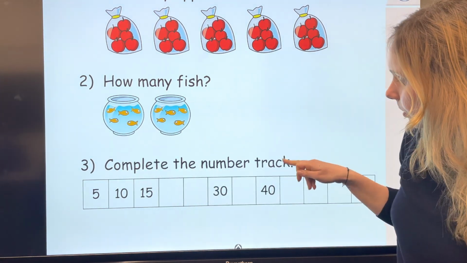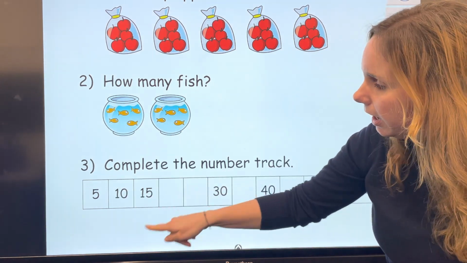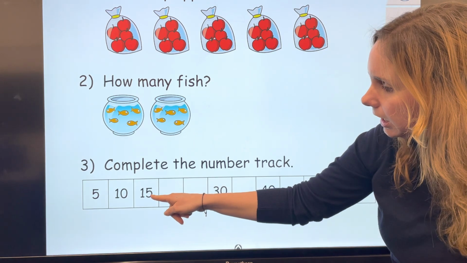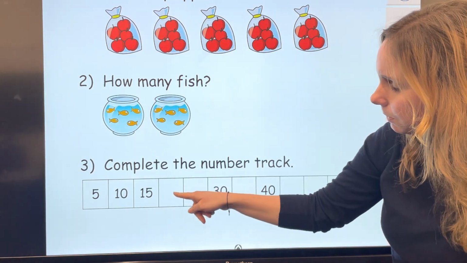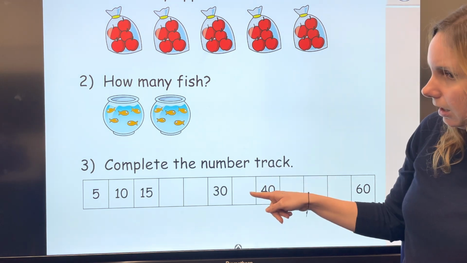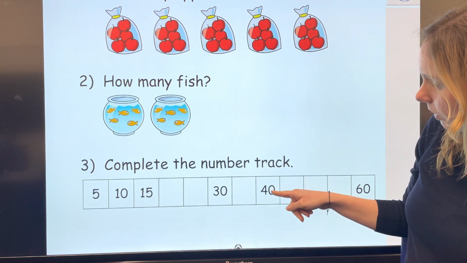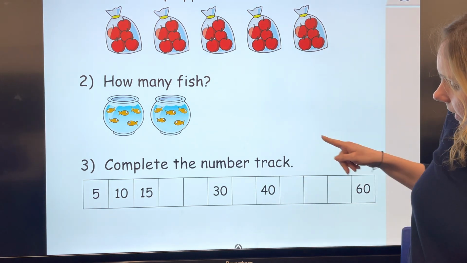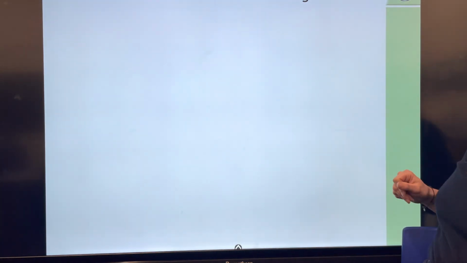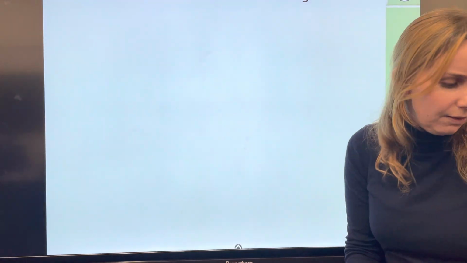Let's complete the number track. By looking at these numbers together, I can spot we're going in 5s. 5, 10, 15, join in at home. 20, 25, 30, 35, 40, 45, 50, 55, 60.